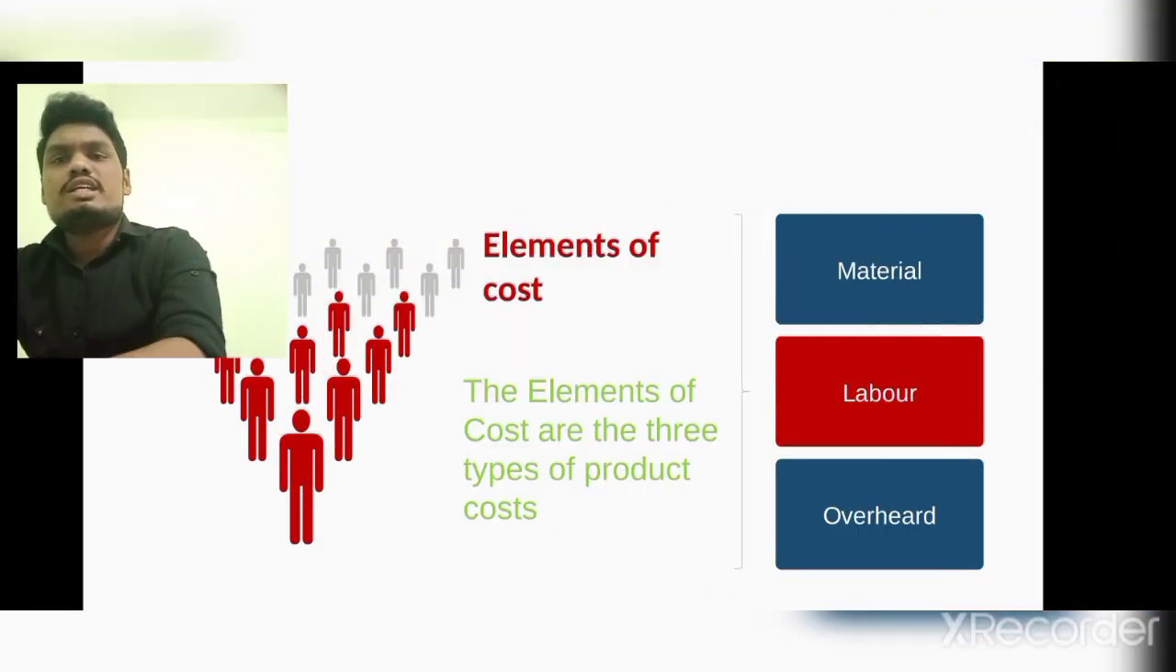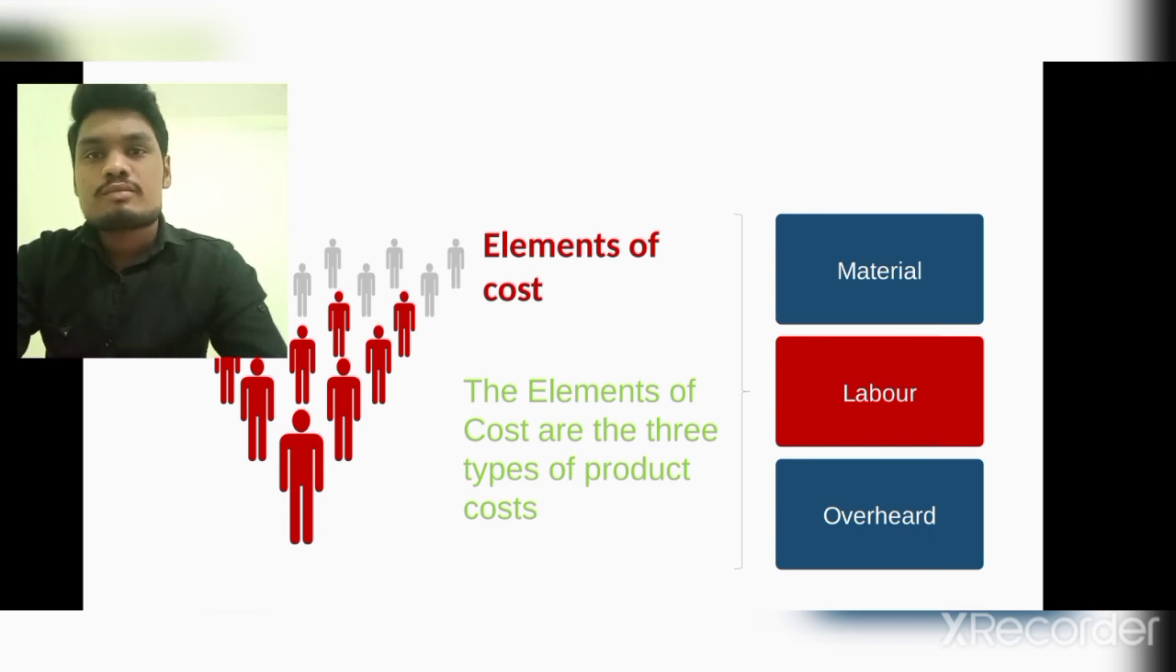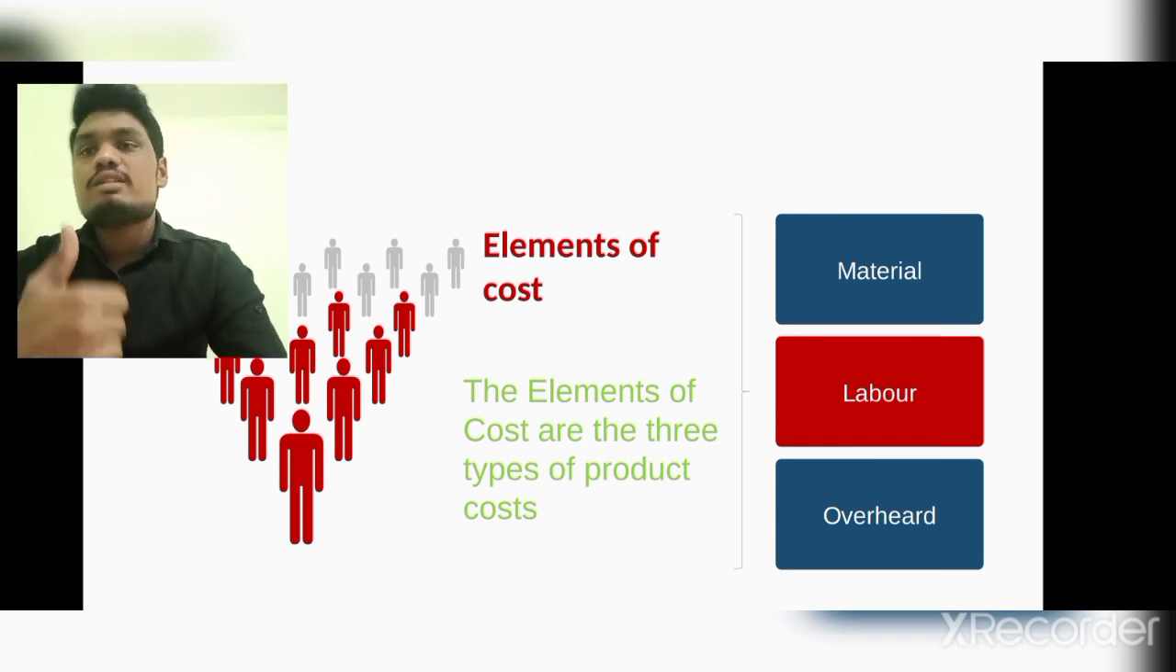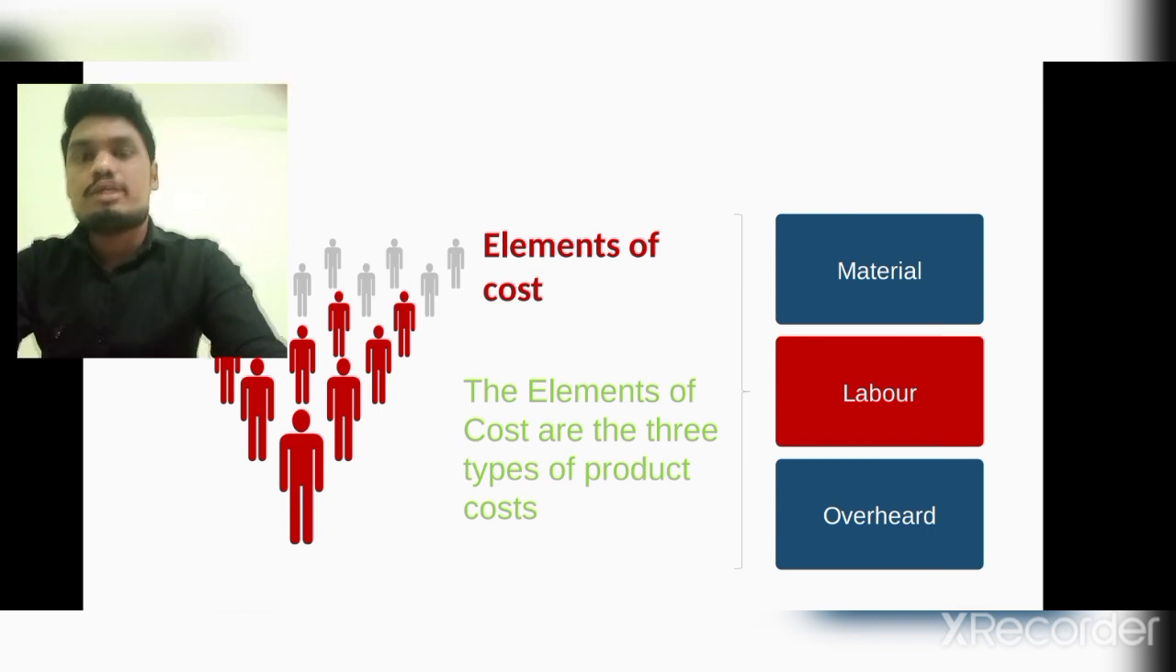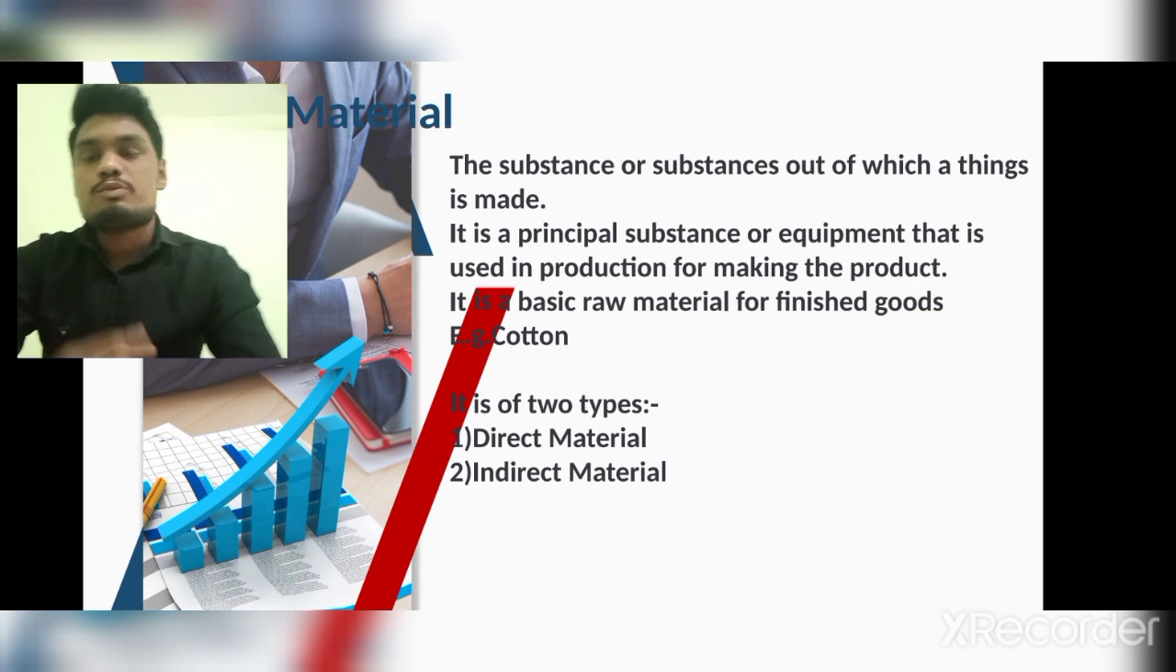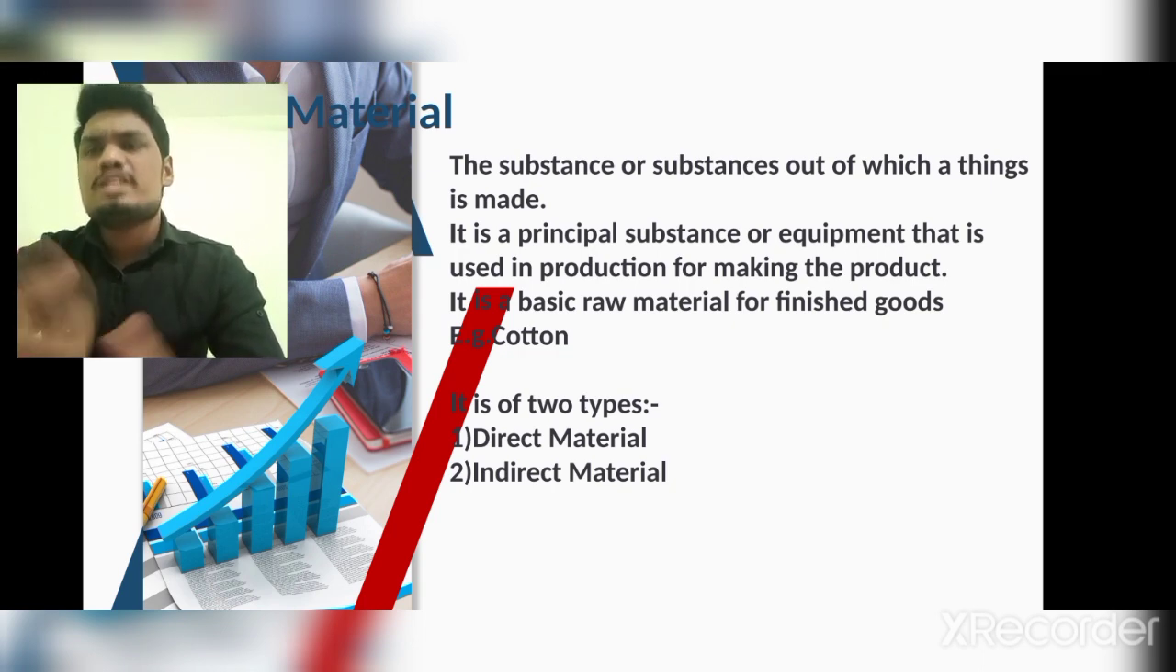Then let's see elements of cost. There are three types of elements. The first one is material, the second one is labor, and the third one is overhead. Let's see one by one. Material. The substance or substances out of which a thing is made is commonly known as material. It is a principal substance or equipment that is used in production for making the product. It is a basic raw material for finished goods.